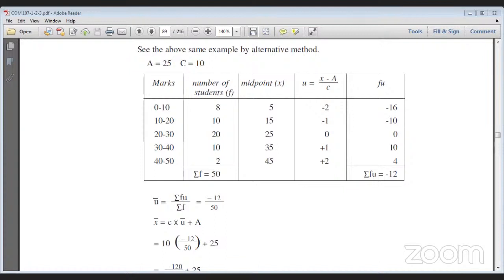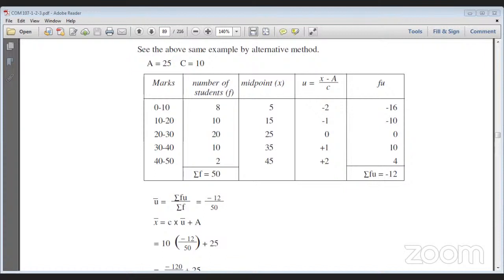Then property 2, combined arithmetic mean. When there are two sets of observations n1 and n2 with their respective means x bar 1 and x bar 2, then the combined arithmetic mean of both these groups is given by the formula given on page number 7 here. x bar is equal to n1 multiplied by x bar 1, plus n2 multiplied by x bar 2, upon n1 plus n2.